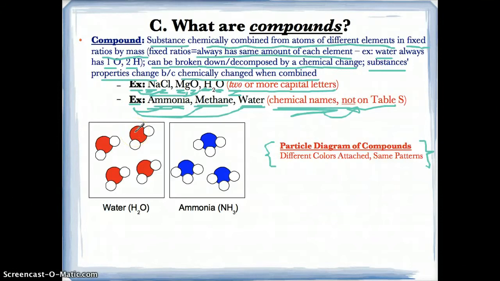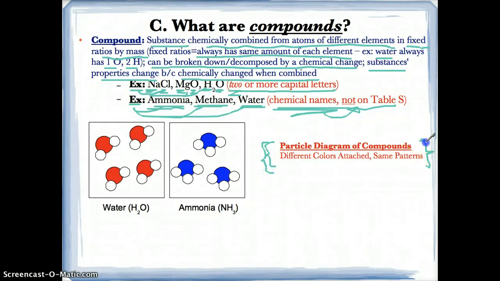All right, so that's how you can tell whether something's a compound based on its chemical name. If its chemical name, and it's dense chemistry-ish, is not listed on Table S, it is a compound. Okay, so that's how you know. Ammonia, methane, and water have chemical names not listed in Table S, so they're compounds.